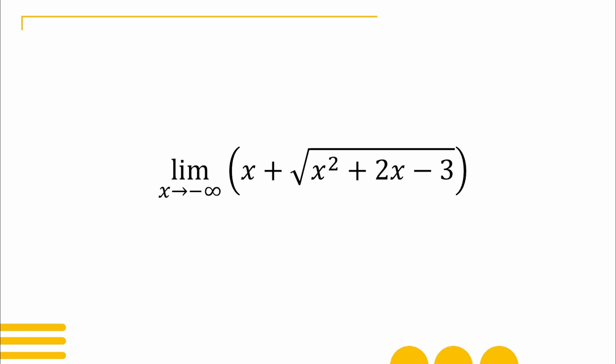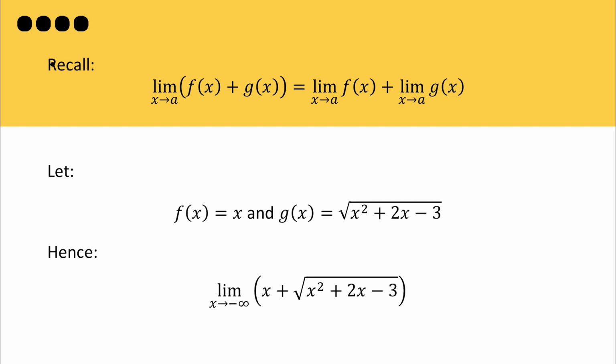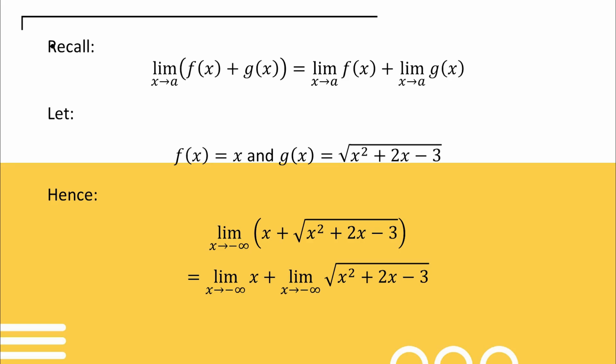Let's try direct substitution first to get the limit of the function. Recall that the limit of a sum of two functions, f of x and g of x, as x approaches a, is equal to the sum of the limits of f of x and g of x as x approaches a. In this problem, let us denote f of x as x and g of x as the square root of the quantity x squared plus 2x minus 3. Therefore, the original limit can now be rewritten as the limit of x as x approaches negative infinity plus the limit of the square root of the quantity x squared plus 2x minus 3 as x approaches negative infinity.